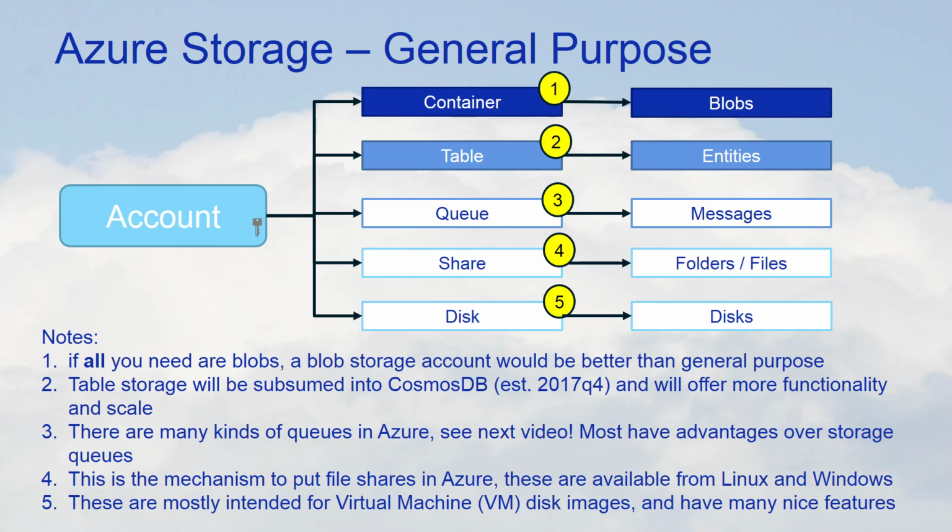The fourth type is called a share, and shares represent a mountable file system of files and folders. You can mount these from Linux or Windows file systems. It is mostly intended to be used for programmers, but you can build things on top of that that benefit from file and folder tree structures.